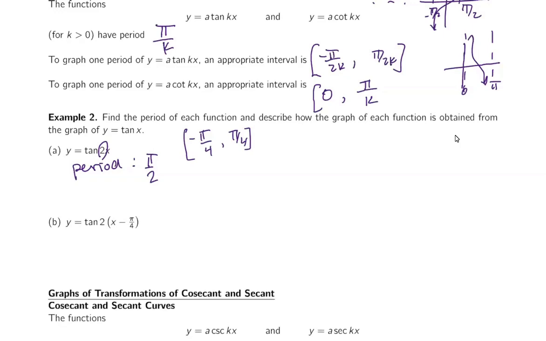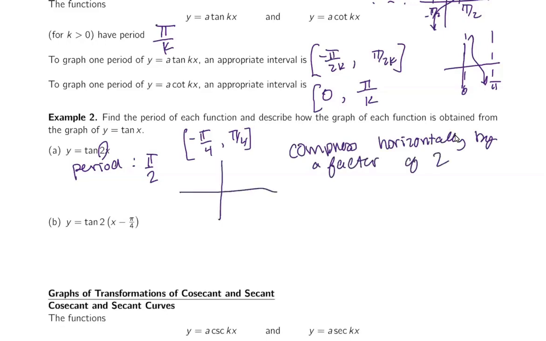And what this period is going to do, this 2 is going to compress horizontally by a factor of 2. It's going to shrink it, right? So my normal tangent looks like this. I'll just graph one period. This is what normal tangent looks like.